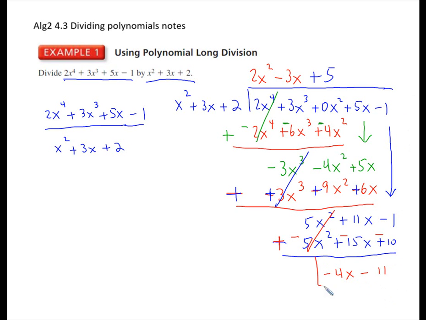So what that means is this is your remainder. And whatever the remainder is, this is how you write it. You could just put a plus, and then whatever the remainder is, negative 4x minus 11, divided by whatever you divided the problem by, what's on the outside here, x squared plus 3x plus 2. And the top part here, this is your answer. Okay? So that's pretty much how long division works with polynomials.